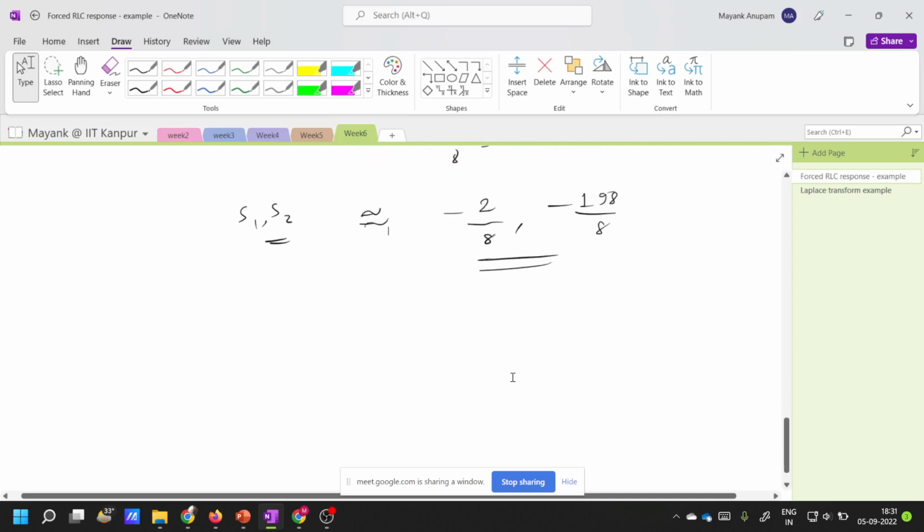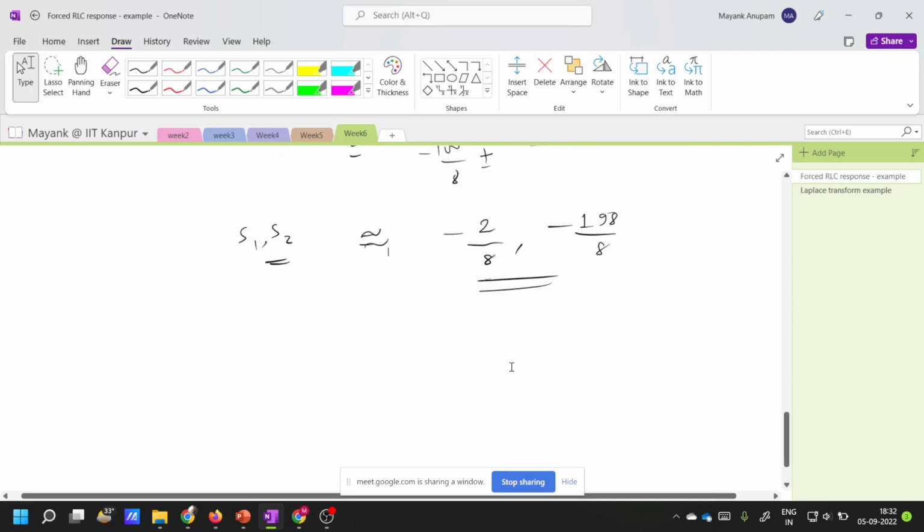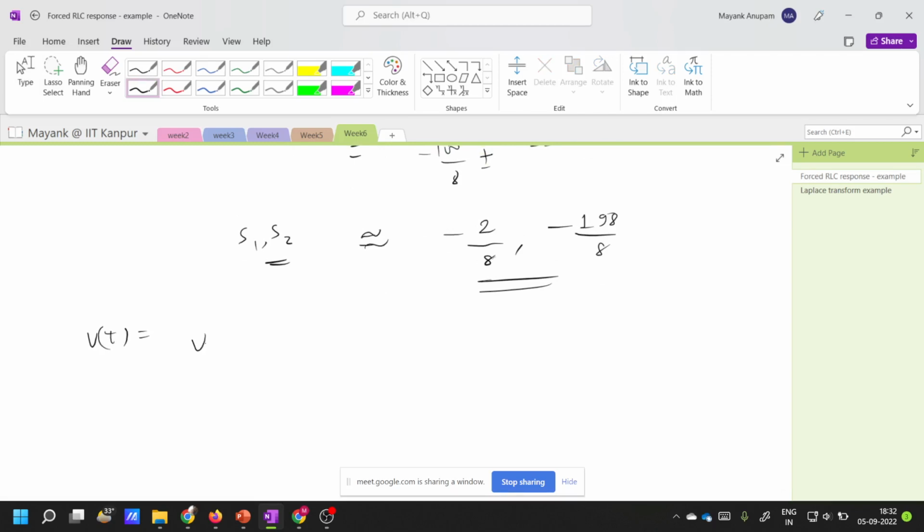Okay, fine. So I know that the response is equal to what? V of t is equal to VSS plus A1 times e to the power S1t plus A2 times e to the power S2t. I have calculated S1 and S2. I have also calculated VSS, which is equal to 0. Now I have to find out A1 and A2, isn't it? Now I'll have to use initial conditions.